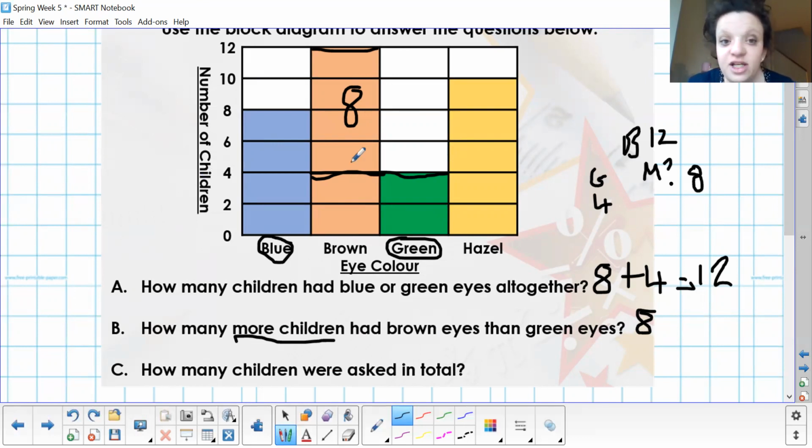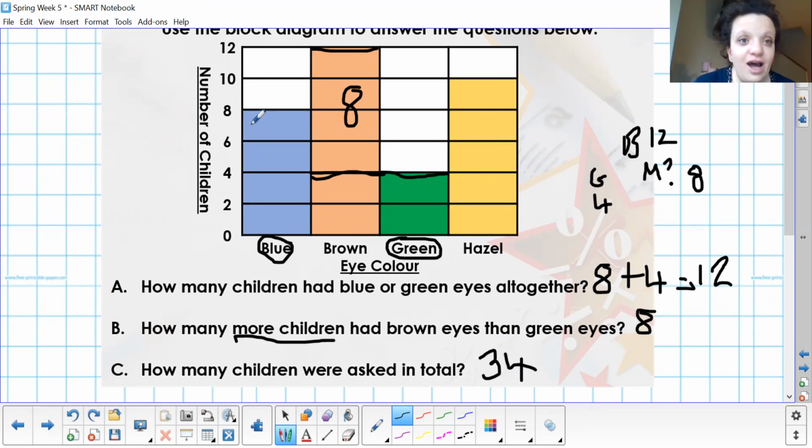Okay, fantastic. Now I'm going to count each block in 2s, but I'm going to show you 2 different ways of doing it. So we could go 2, 4, 6, 8, 10, 12, 14, 16, 18, 20, 22, 24, 26, 28, 30, 32, 34. So that's one way. I've counted all the blocks in 2s, or I could do it as a number sentence.